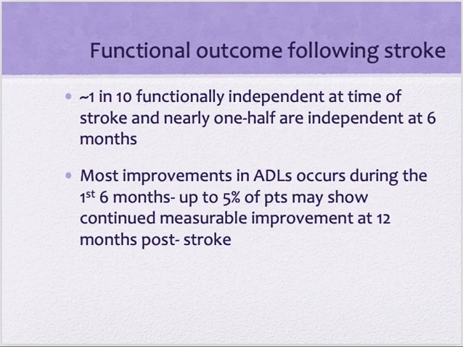Now you can see over here that 1 in 10 are functionally independent at the time of stroke, and normally 1/2 are independent at 6 months. These are timelines to tell you how the disease behaves. Most improvements in activities of daily life occur during the first 6 months. Up to 5% of patients may show continued measurable improvement at 12 months post-stroke.